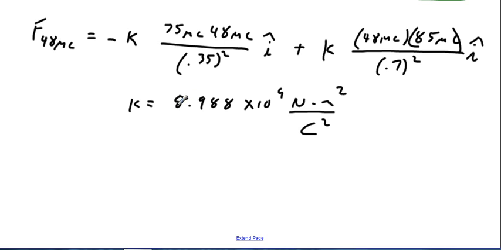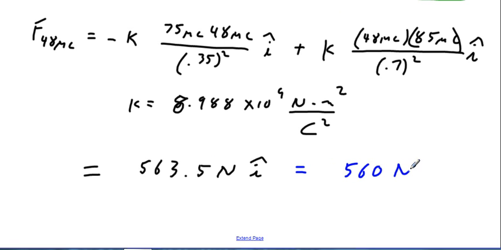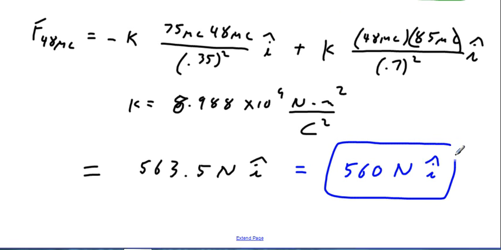Normally, if I'm not looking for a lot of significant digits, I'm just going to put in 9 times 10 to the 9th in my calculator. And I run those numbers into my calculator, and I come up with 563.5 newtons in the i hat direction, which again, I only have 2 significant digits, so I'm going to call it 560 newtons is going to be the force on the 48 microcoulomb guy. And then I'm not done yet.